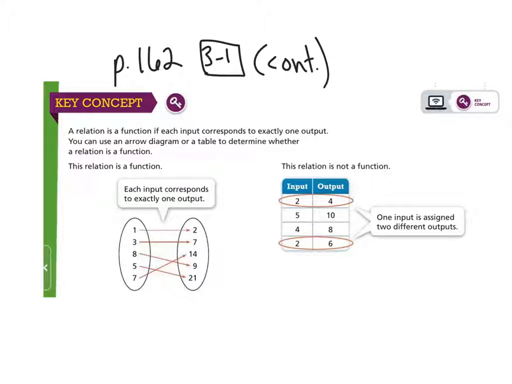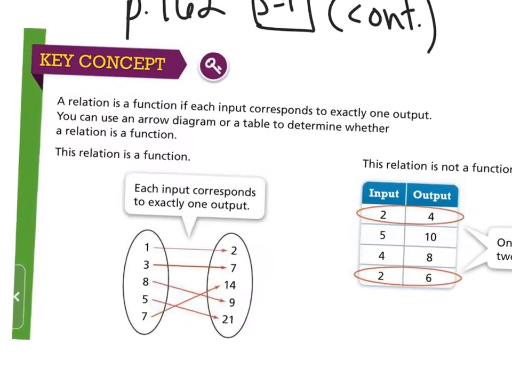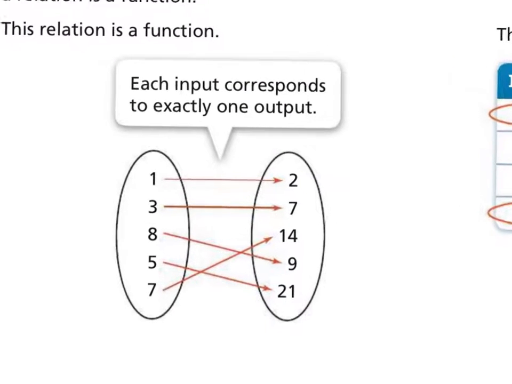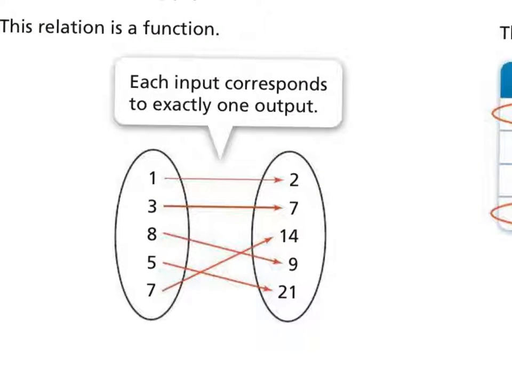Page 162, lesson 3.1, continuation here. A relation is a function if each input corresponds to exactly one output. You can use an arrow diagram or table to determine whether the relation is a function. So this one, you can see each input is going to just one output.